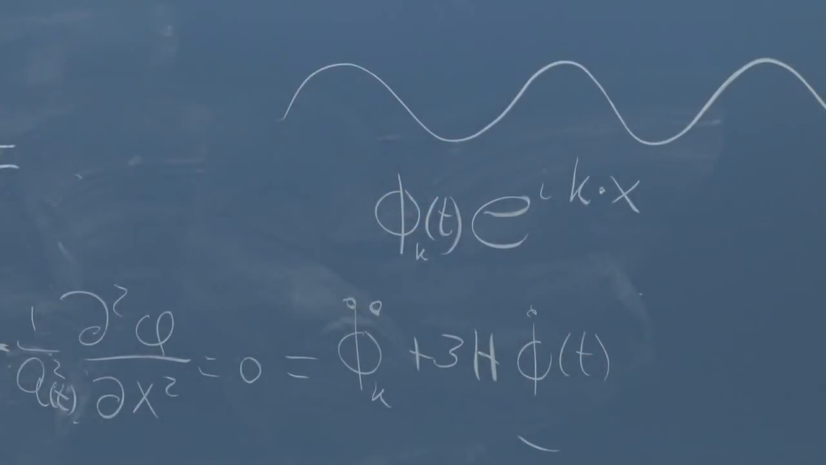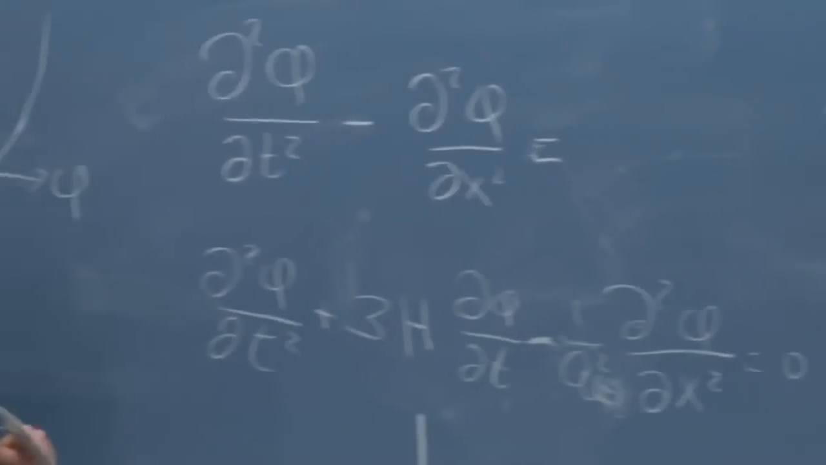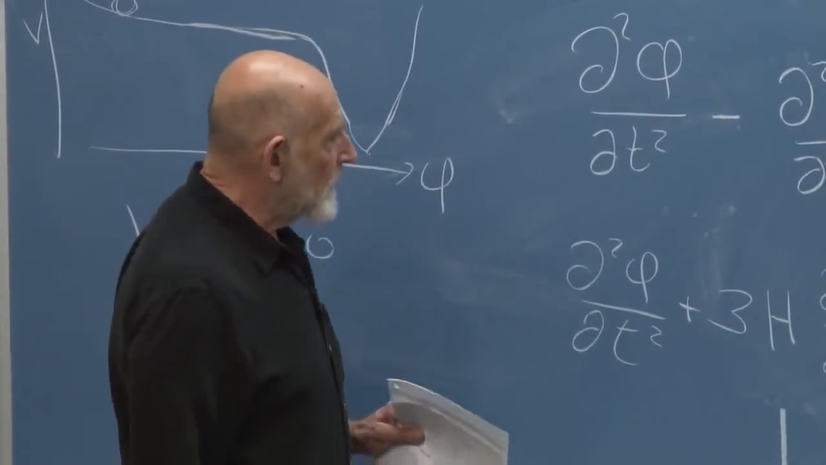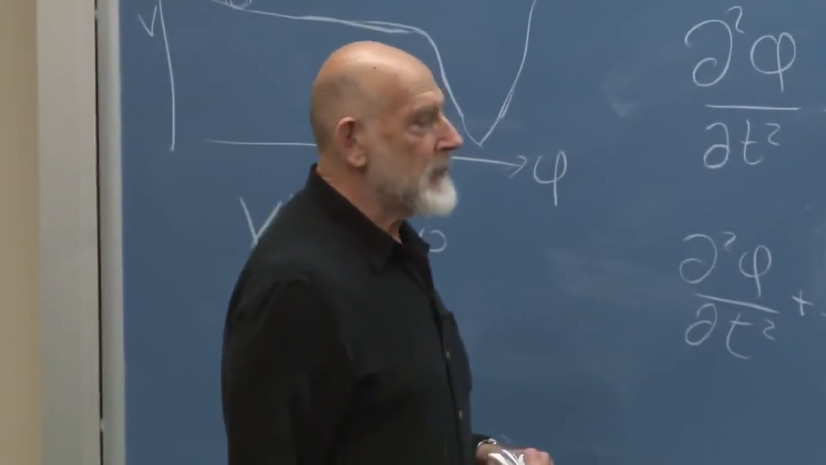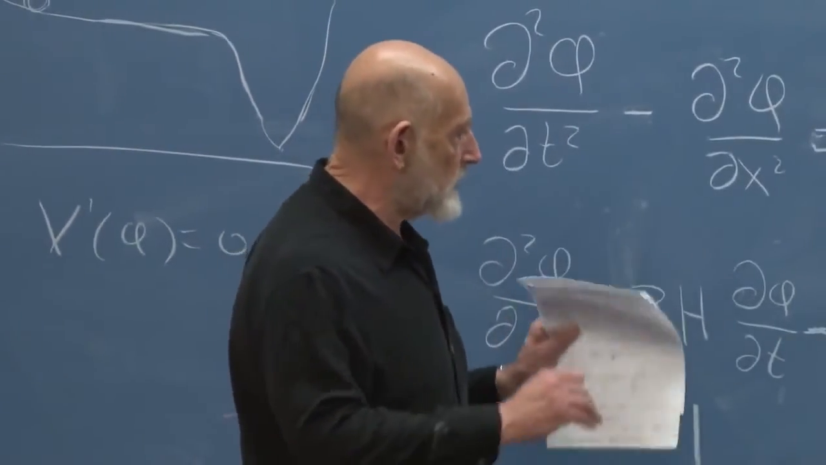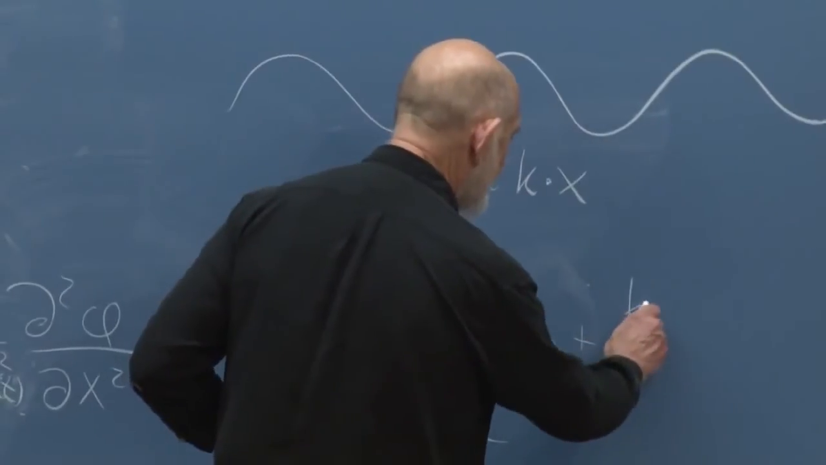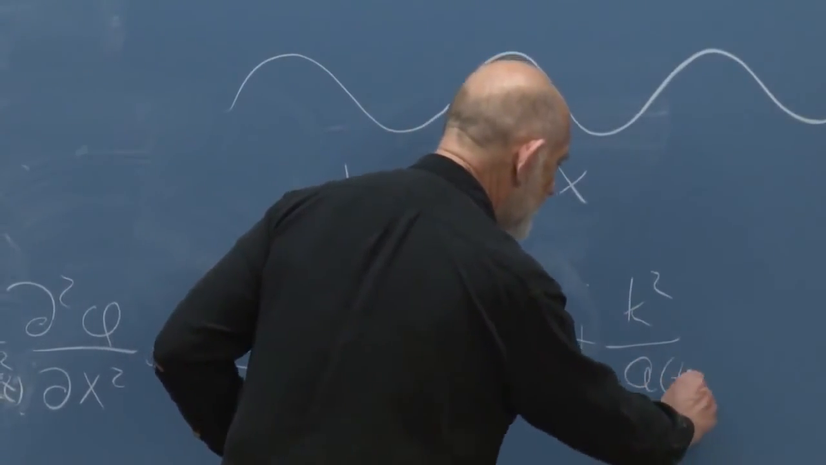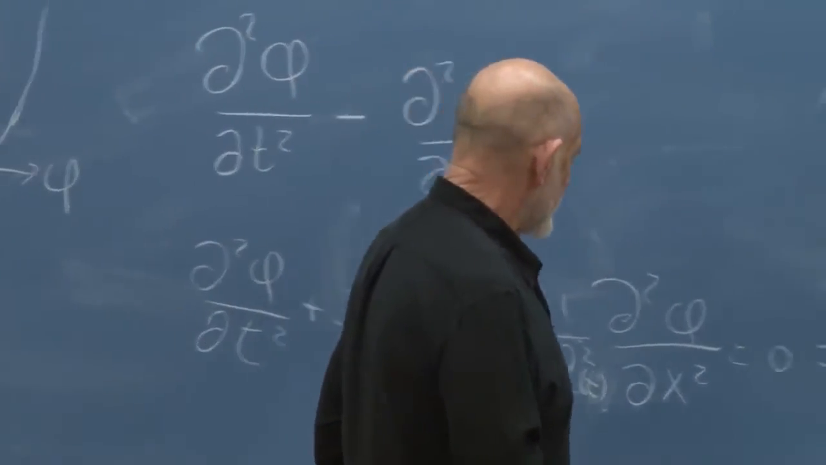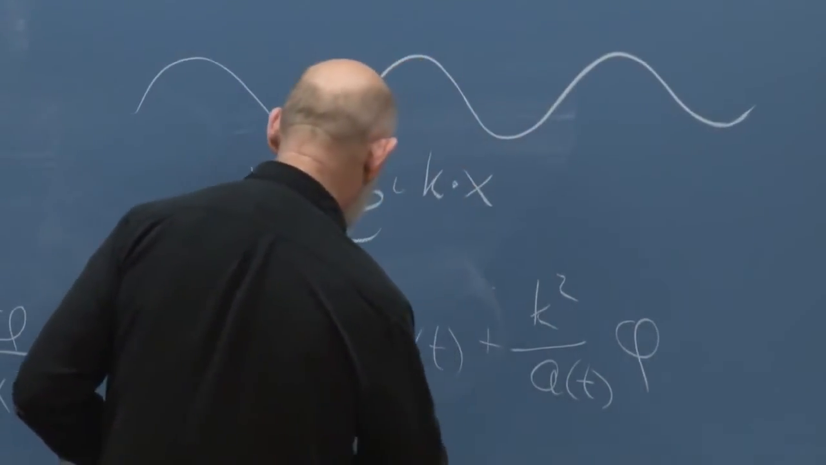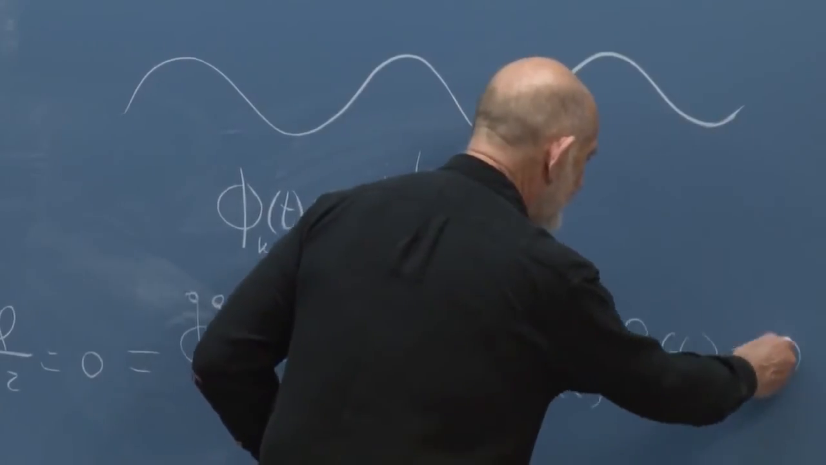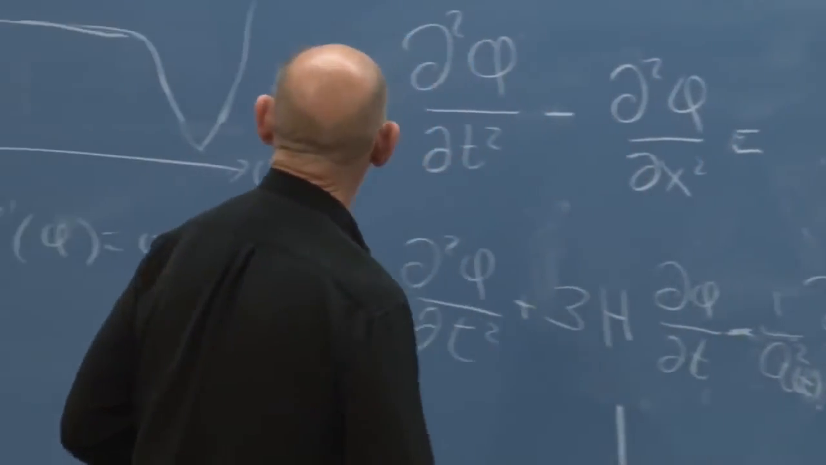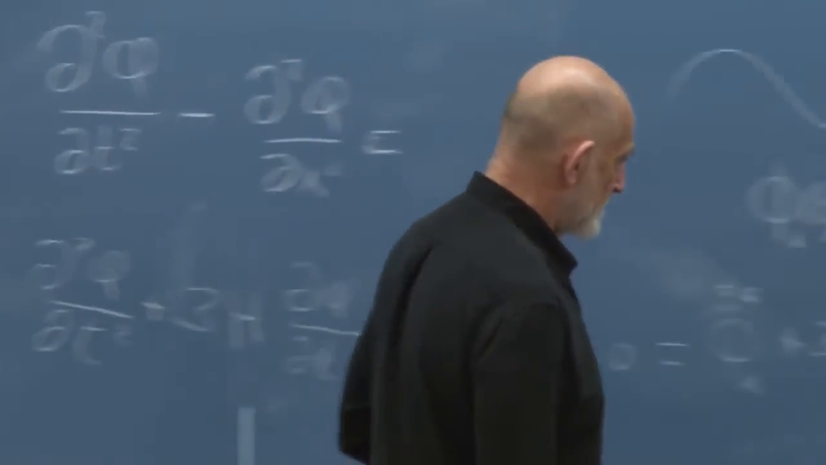And what about this one? Plus or minus? What happens if I differentiate this twice with respect to x? i squared gives you a minus 1, so you get plus k squared over a squared of t times phi sub k of t. Well, here we have the a squared of t or a of t? a squared. Thank you.